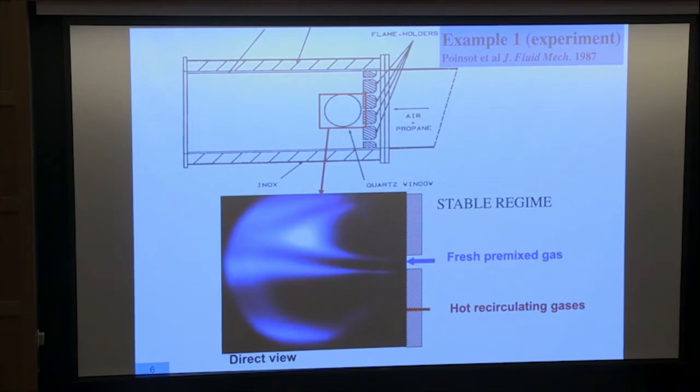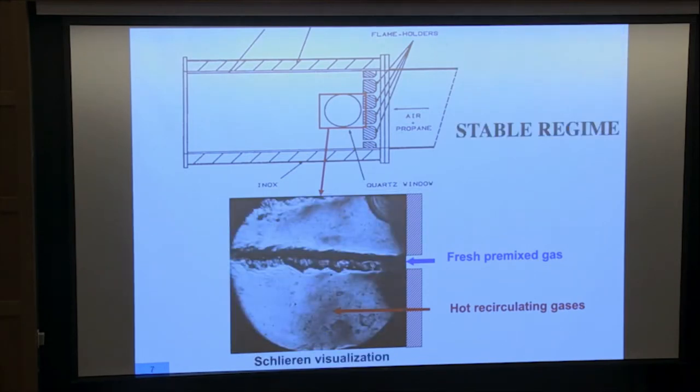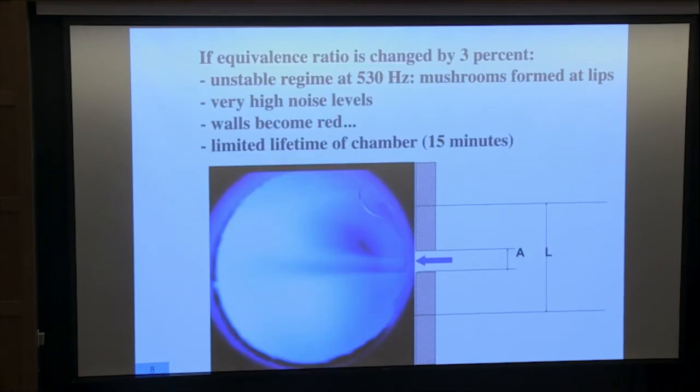Now this flame, when you change the equivalence ratio, this is a view, a Schlieren view, and you can see the jet of fresh gases here. The flames are here on both sides, and this is full of burnt gases. Now, when the flow is stable, this is what you observe. If you change the equivalence ratio a little bit, suddenly the whole chamber becomes blue, and the walls here become wet, and you have to stop the whole thing before it melts.